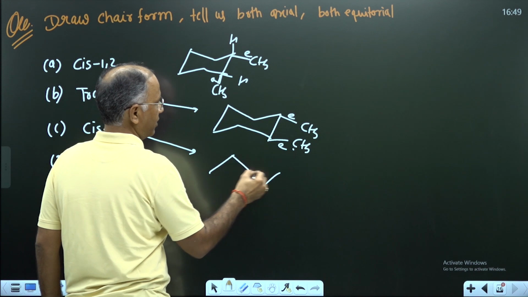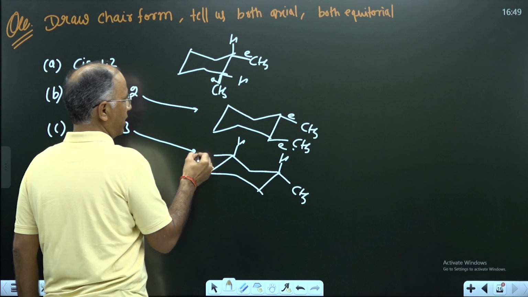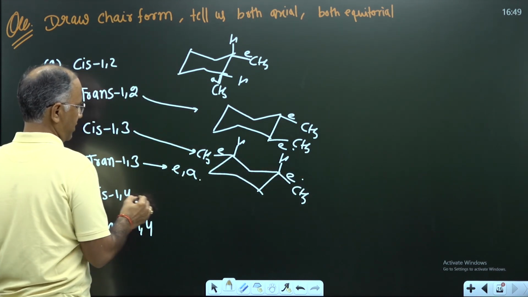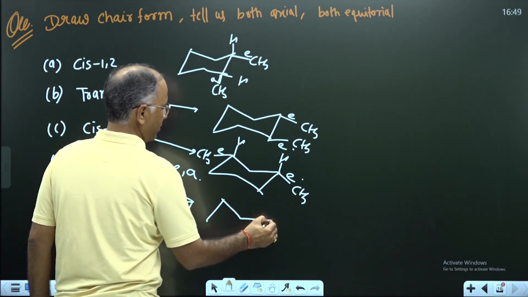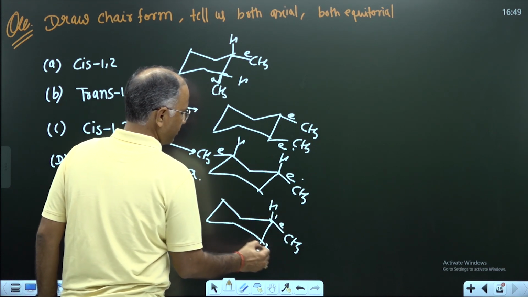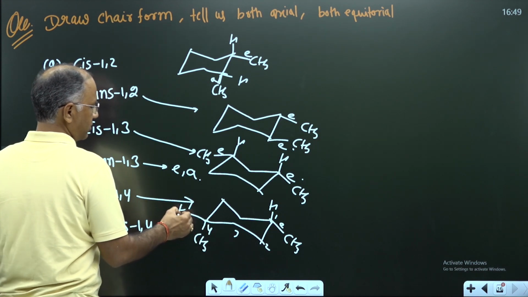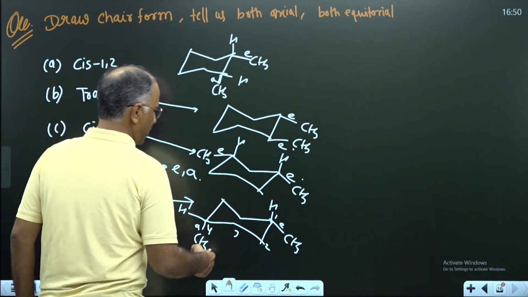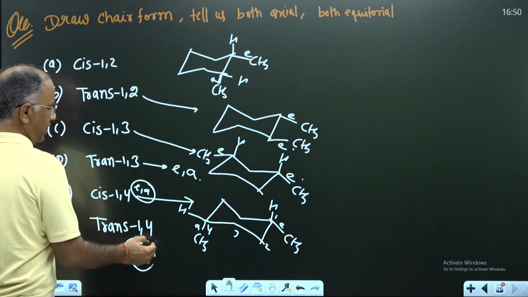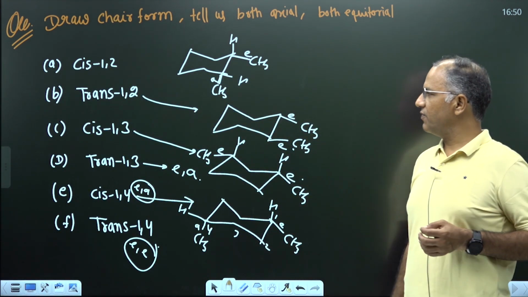Cis-1,3. Cis-1,3 means down and again down, E, E. And for trans, it will be E, A. Cis-1,4. Cis-1,4, equatorial, this is down. In order to form cis, this must be again down. Down, down means cis, E, A. This means trans will be E, E. In all these examples, you have to start with the equatorial position.